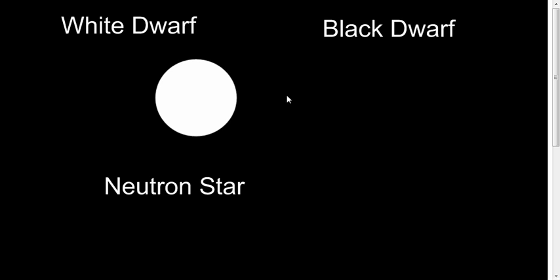And a black dwarf is what a white dwarf would eventually become, and you wouldn't see a black dwarf because it's black. And a neutron star, and I don't have a picture of it, would be very similar to a white dwarf, but it would be a ton smaller, a ton hotter, and it would rotate a lot faster. And they're also known as pulsars.